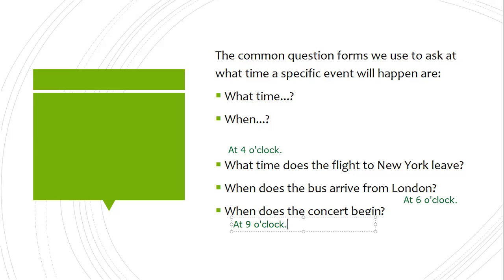Si ustedes se fijan acá, yo estoy preguntando por el tiempo específico en el que un evento va a pasar. So if I ask, what time is your meeting? ¿A qué horas es su reunión? You can tell me at 8 o'clock, at 9 o'clock, at 3 o'clock, for example. Okay. So when does the meeting begin? ¿Cuándo comienza la reunión? At 9 o'clock, at 4 o'clock, ¿ok? Ahí como estamos hablando de un tiempo en específico, utilizo la preposición at, estas ya las vamos a estudiar otro rato, ¿verdad?